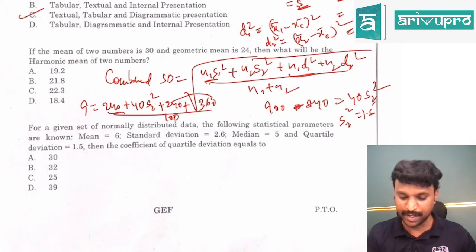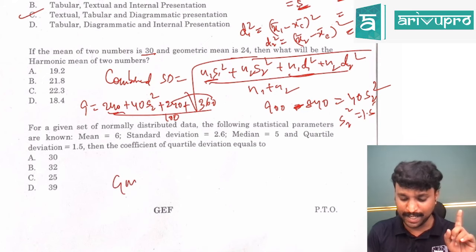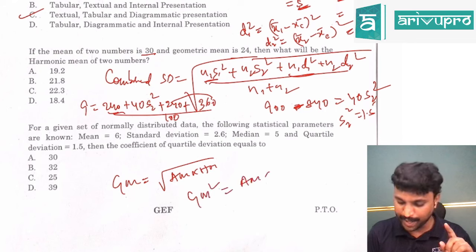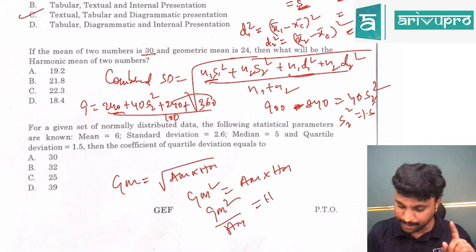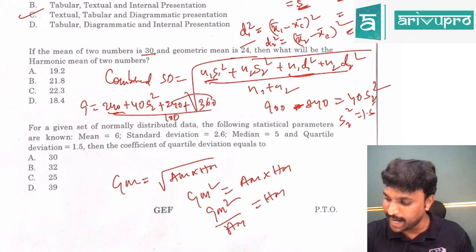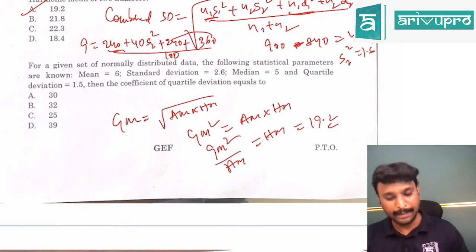Guys, in the 88th question, they have given the mean and the geometric mean. They have asked you to find the harmonic mean. What's the relationship between AM, GM, HM? GM is equal to root of AM into HM. Guys, square on both sides. GM square is equal to AM into HM. So GM square by AM is equal to HM. What is the GM value given? GM is 24. So 24 square divided by, what is the AM given? AM is 30, and the result is 19.2. So HM is 19.2. Option A.